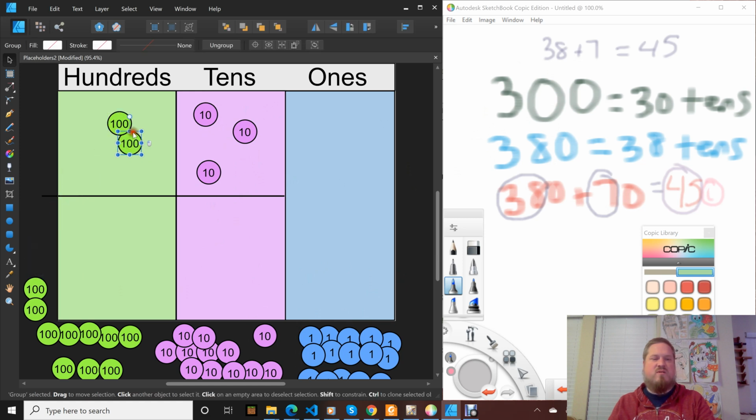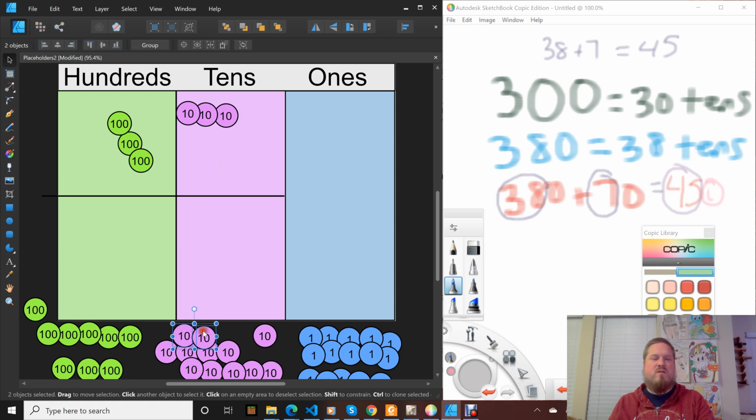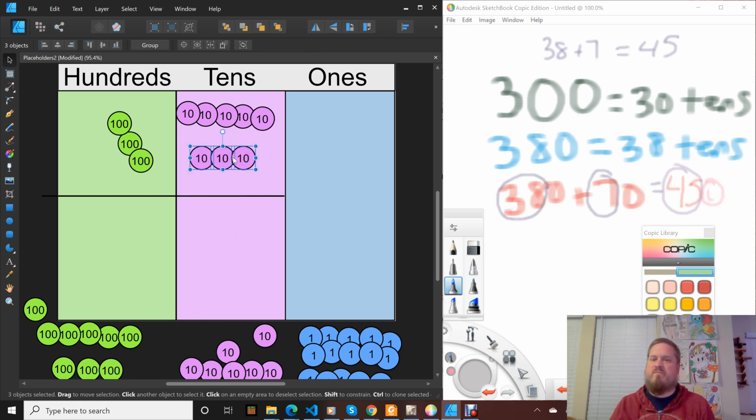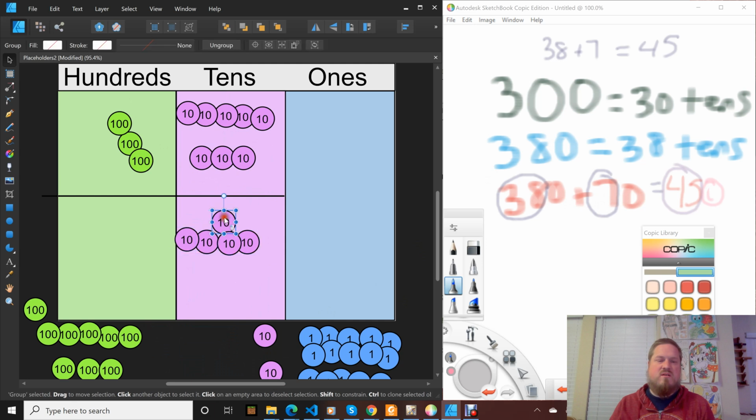1, 2, 3. 3 100s. We need 1, 2, 3, 4, 5, 6, 7, 8. So now we have 380. 380. And then we're going to add 70. So 70 has 0 100s and it has 7 10s. So let's grab a bunch of 10s and see if that's enough. Let's see. We got 1, 2, 3, 4, 5, 6, 7.